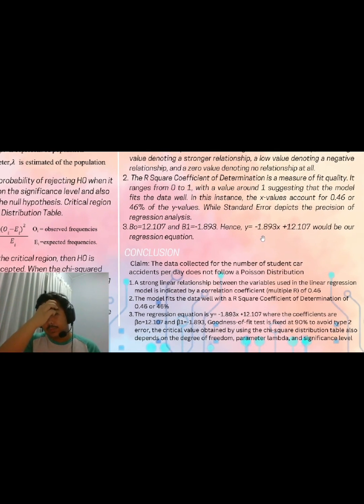For the claim of our project, the data collected for the number of students' car accidents per day does not follow a Poisson distribution and is considered satisfactory. A strong linear relationship between the variables used in a linear regression model is indicated by a correlation coefficient, multiple R, of 0.46. The model fits the data well with the R-squared coefficient of determination of 0.46 or 46%. The regression equation achieved is y equals negative 1.893x plus 12.107, where the coefficients are beta naught equals 12.107 and beta 1 equals negative 1.893.